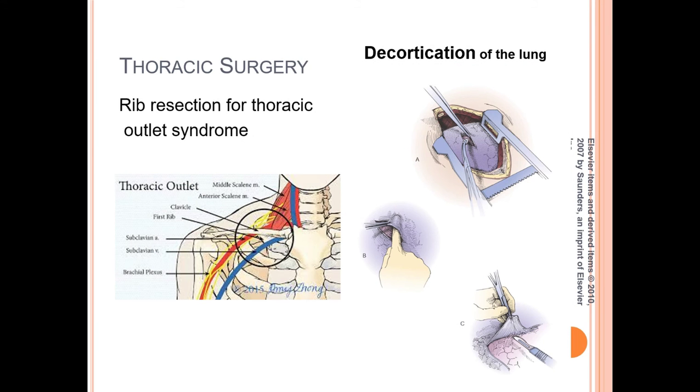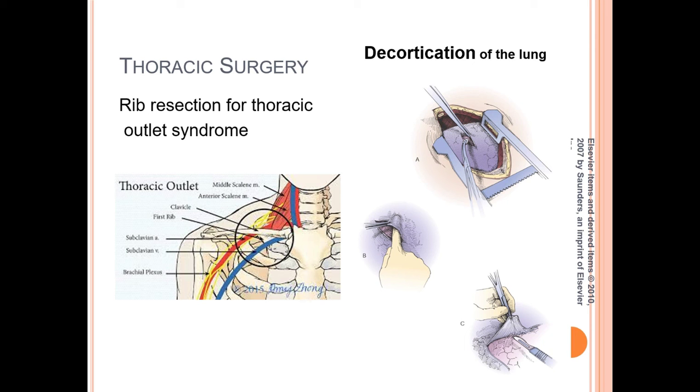Thoracic outlet syndrome is compression of subclavian vessels and brachial plexus in the space between your collarbone and your first rib, the thoracic outlet. This can cause pain in your shoulder and neck and numbness in your fingers. Surgical treatment is the removal of all or a portion of the first rib.